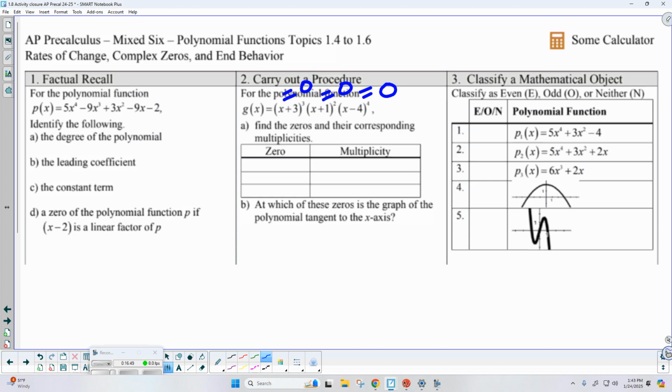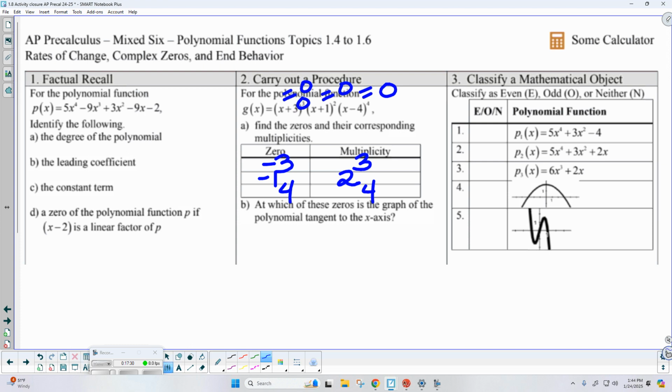Quinn, can you tell me what the first root is? It is negative 3. And what's its multiplicity? Remember, the multiplicity is the degree of the factor. So in this case, 3. What's the next root? Negative 1, which has a multiplicity of 2. And finally, the last root, 4, with a multiplicity of 4. Is everybody okay with that?